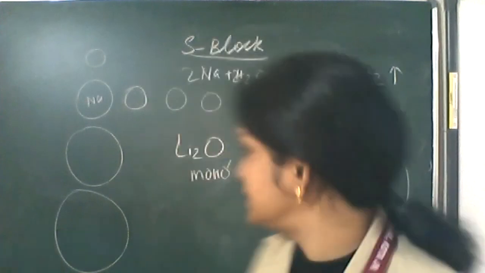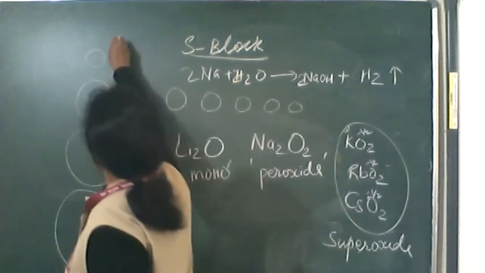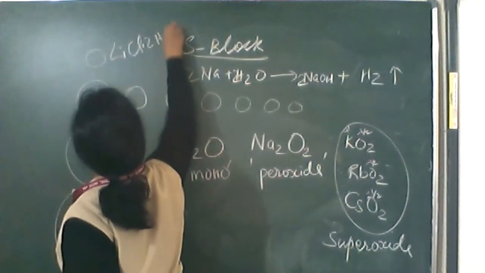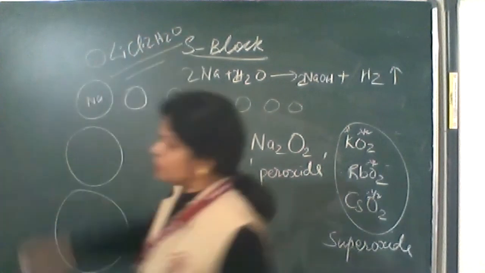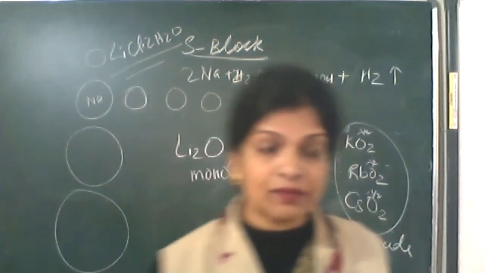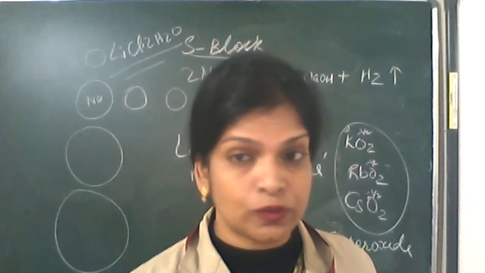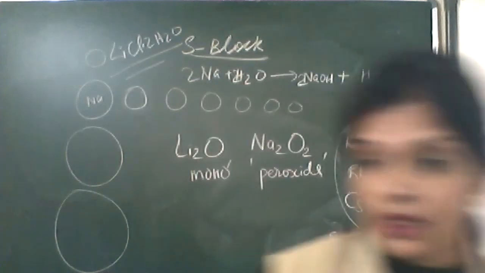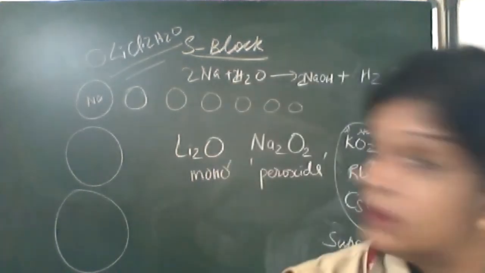Lithium gets hydrated and LiCl·2H2O is formed. This is hydrated water. We have learned hydrated water molecules like BaCl2·2H2O, and this is again hydrated water, LiCl·2H2O.